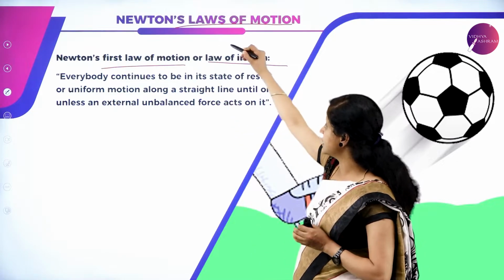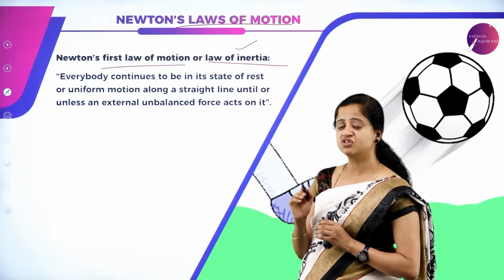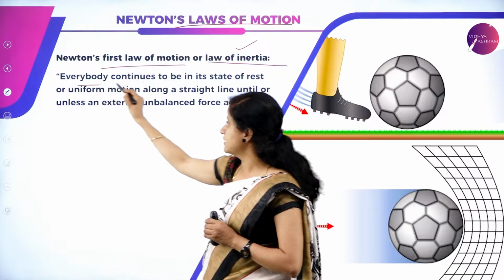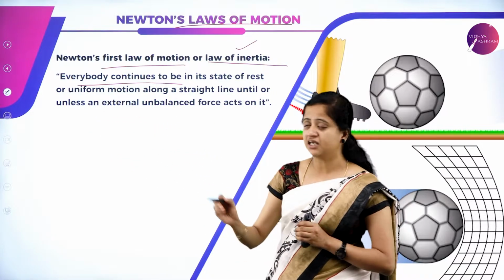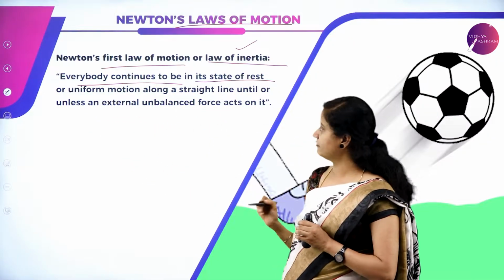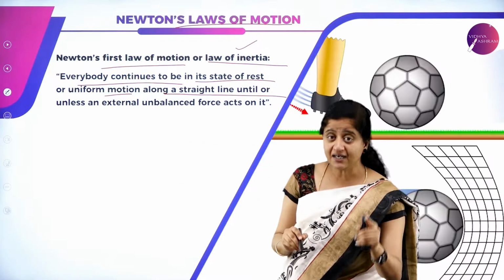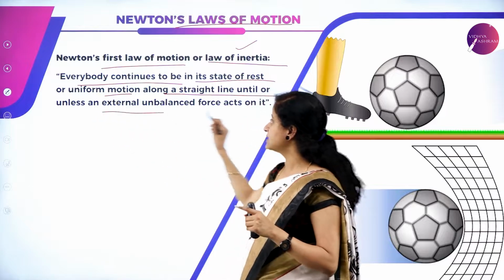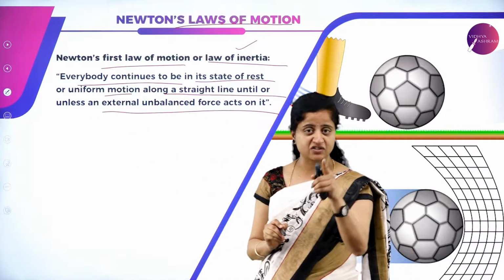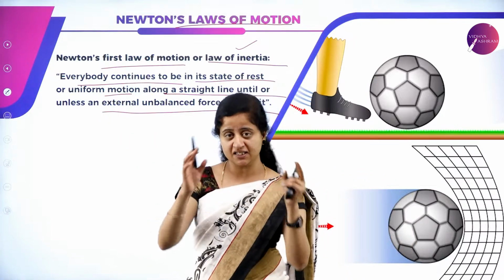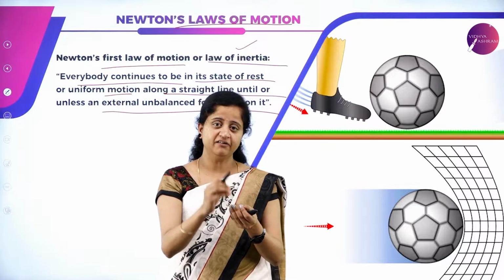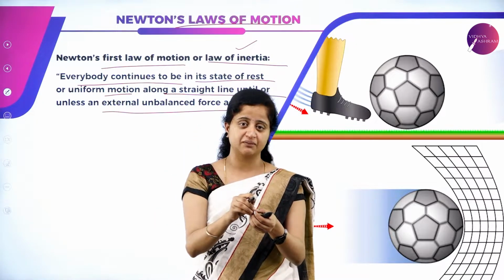So the first law says about inertia. It's also called the law of inertia. It states that every body continues to be in a state of rest or uniform motion along a straight line until and unless an external unbalanced force acts on it.